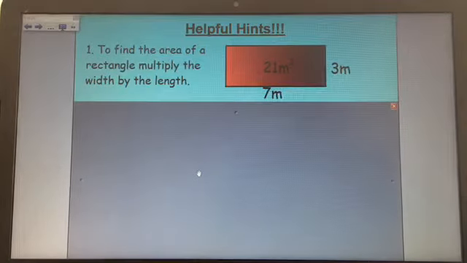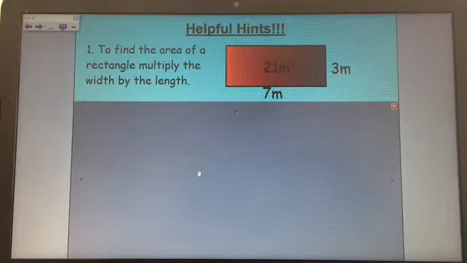Okay, so just to start off, we've got some helpful hints. First of all, to find the area of a rectangle, you multiply the width times the length. So 7 times 3 makes 21. It would be 21 meters squared.